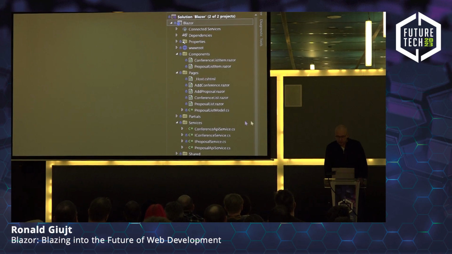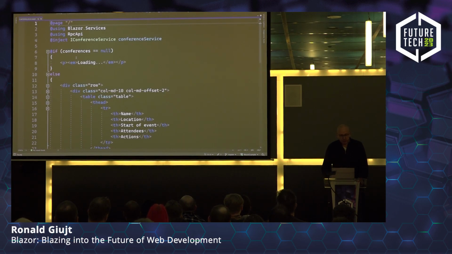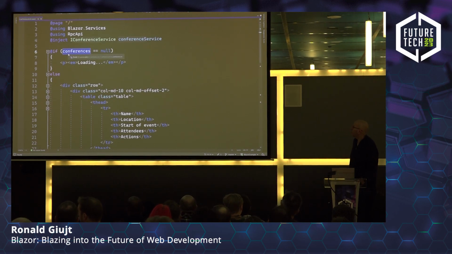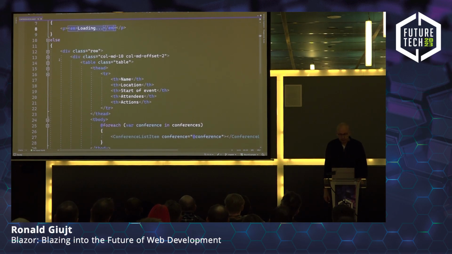But when we go to the components, to the pages, we see the conference list here. It's a conference list component, and that contains Razor. It uses a variable inside this Razor called conferences. When it's null, in other words, I've not loaded the conferences yet, it will just say loading. And if not, it will display a table.